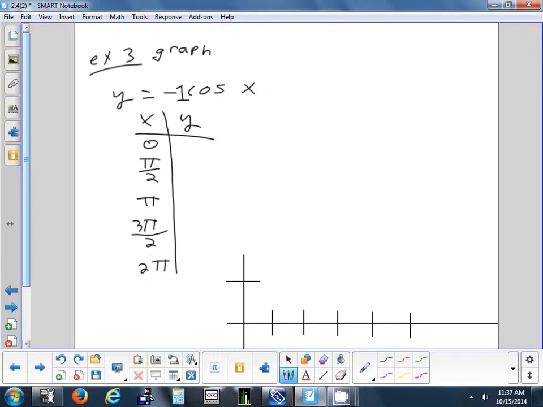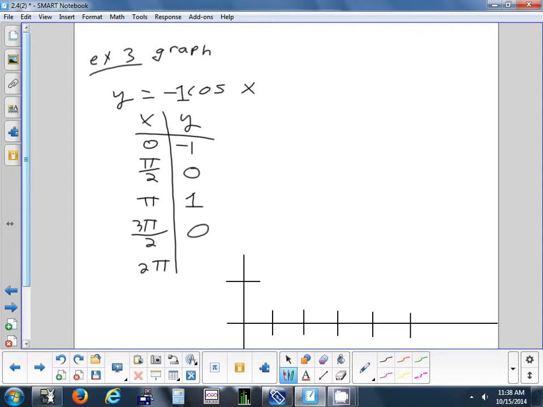And all your y values are going to get multiplied by -1. Normally you'd be starting at +1. Now you're going to start at -1. The next value would have been 0. I'm going to multiply 0 times -1. It stays the same. Next value would have been -1 normally. Times -1 becomes +1.